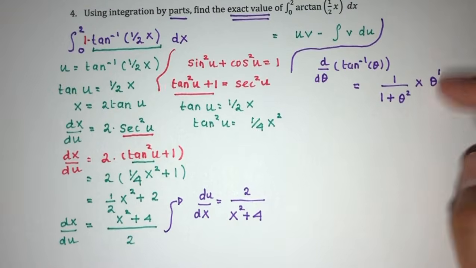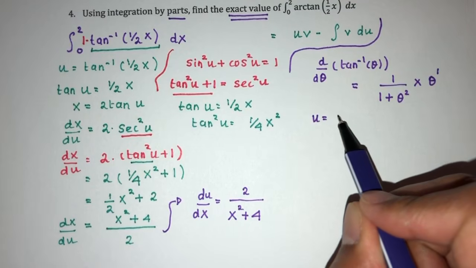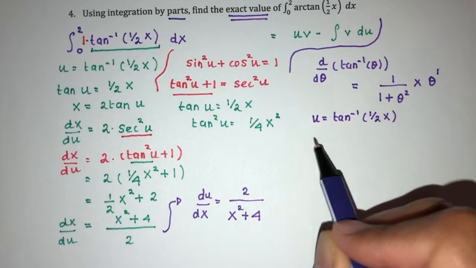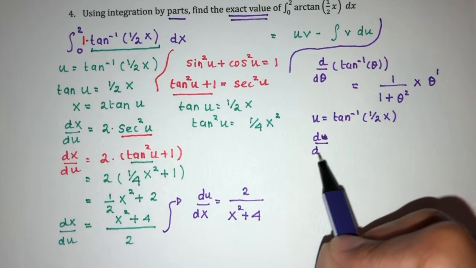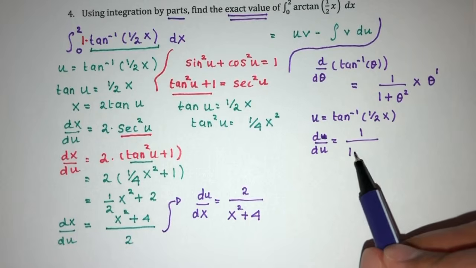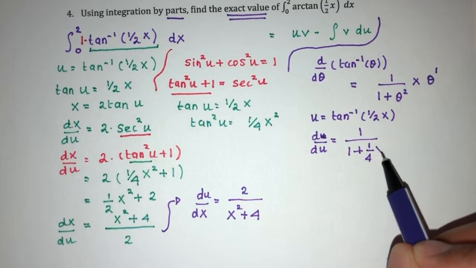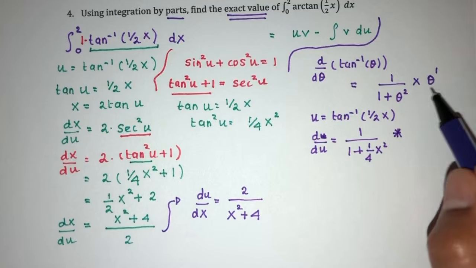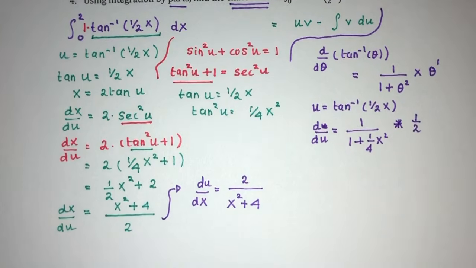For example, let's use this directly. So here we have U is equal to tan inverse of half x. Now what is du by dx? That will become 1 over 1 plus theta squared, that is, 1 over 1 plus x squared over 4, multiplied by the derivative of the inside, which is d by dx of this, which will be half. So let's see what that will give you.